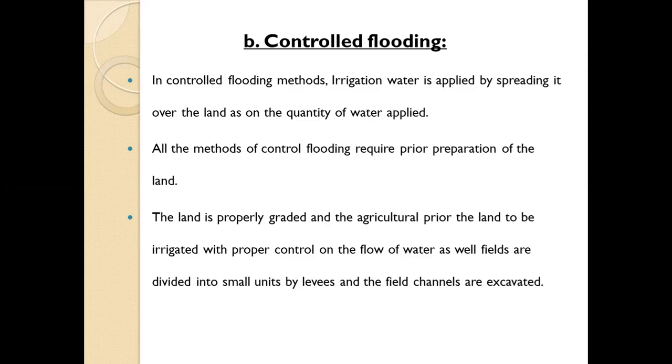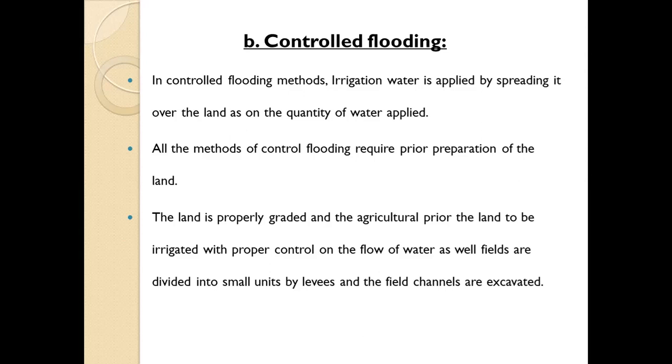You see, there is a huge difference between uncontrolled flooding and controlled flooding, right? In uncontrolled flooding, no land preparation is required before the irrigation water is applied, right? It is spread all over the land improperly, while draining, right? The land is not properly graded in uncontrolled flooding, while in controlled flooding the land is properly graded, and prior to being irrigated there is a proper control of the flow of water, right?